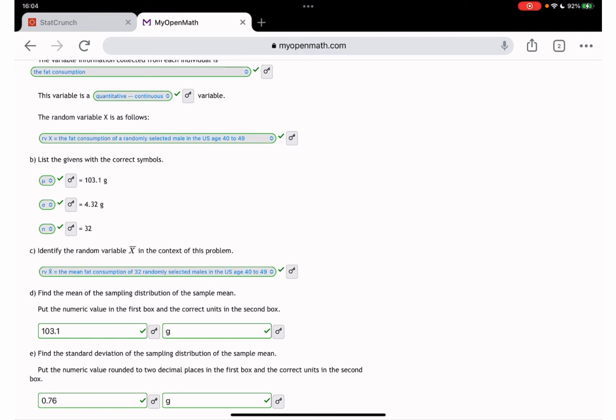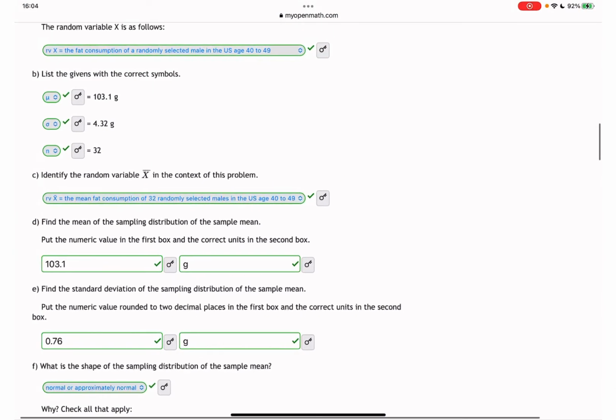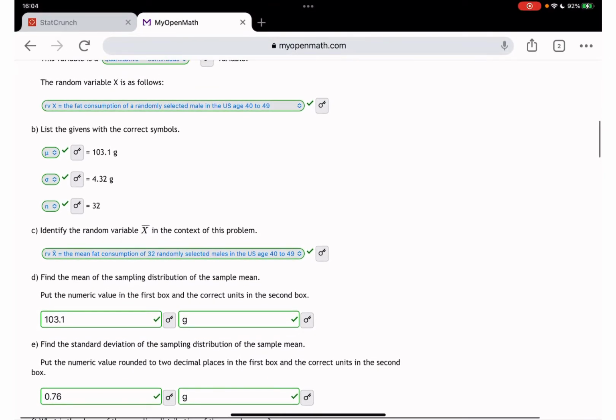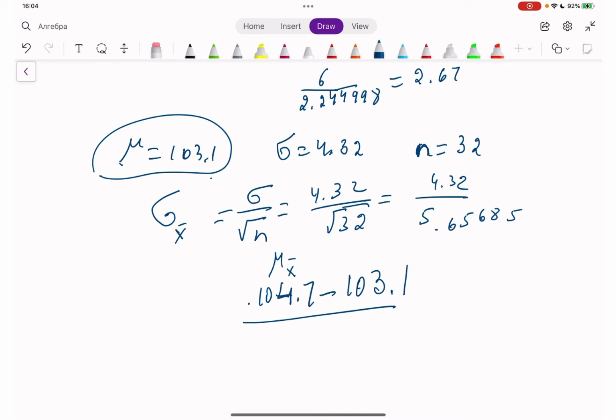And we calculated also the standard deviation. It's asking us to use the exact standard deviation. Here it is, 0.76. How did we calculate? Remember, we took 4.32, sigma, divided by square root of 32, and we got 0.7637 actually. Let me rewrite it so it would be clear. The standard deviation was 4.32.